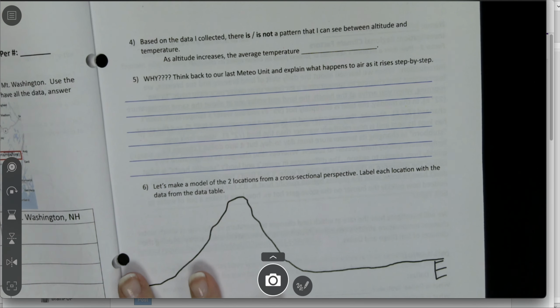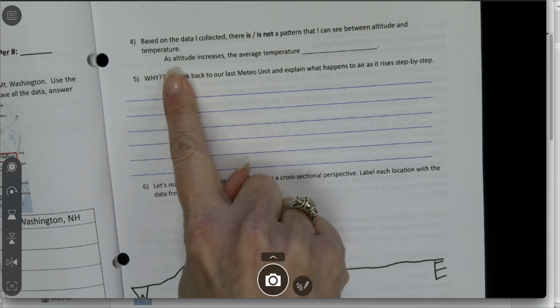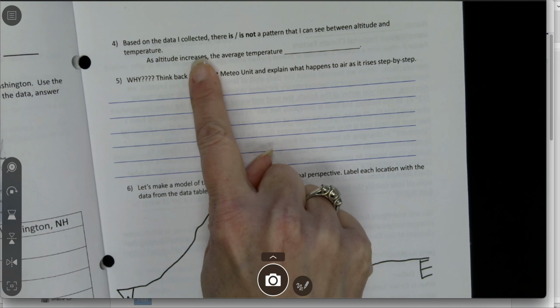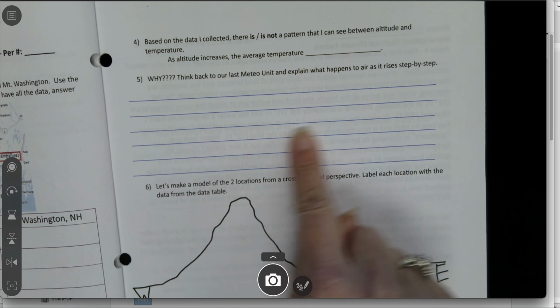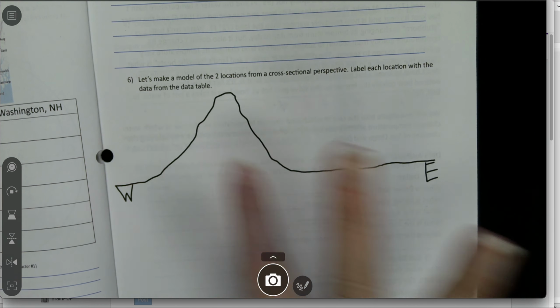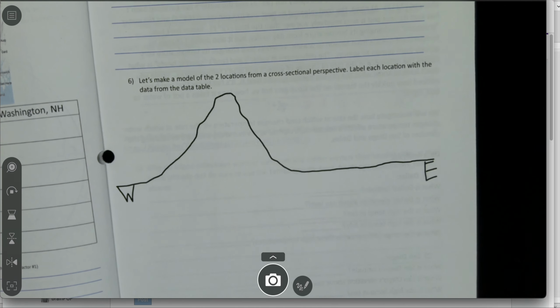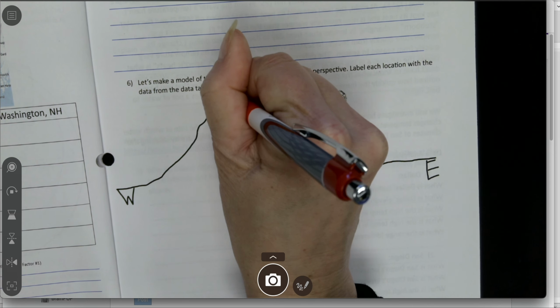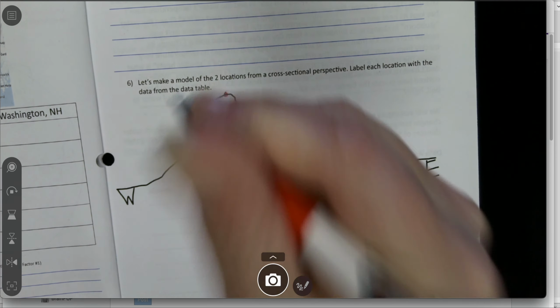So before we answer this question, why does the average temperature change as altitude increases? In order to answer this question, we're going to make a model of the two locations from a cross-sectional perspective. So which city is west of the other? Well, this is Mount Washington.